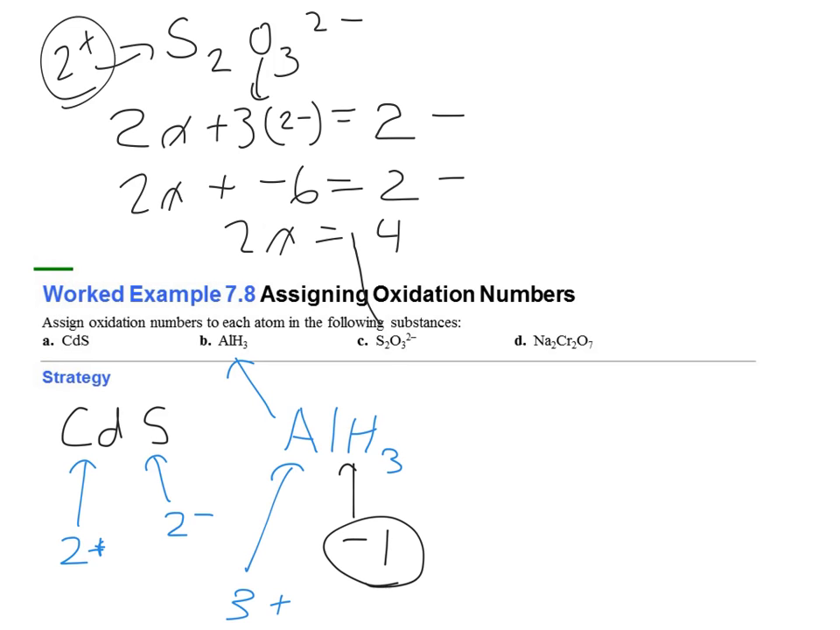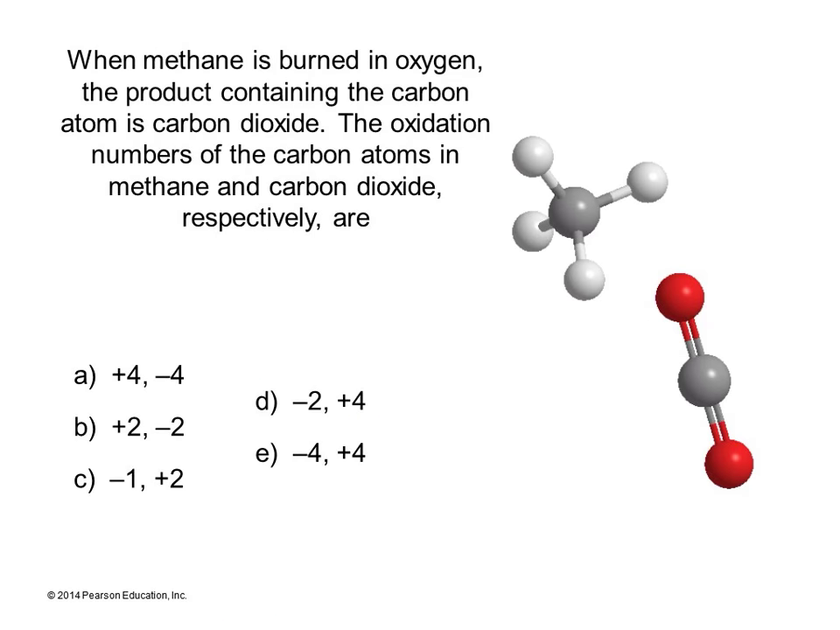Let's look at our last scenario. Well, we did this last scenario, so let's not waste time with that one. We did dichromate on the last one. Let's keep moving. When methane is burned in oxygen, the product contains carbon dioxide. The oxidation numbers of carbon in methane and carbon dioxide respectively are... this brings us full circle.